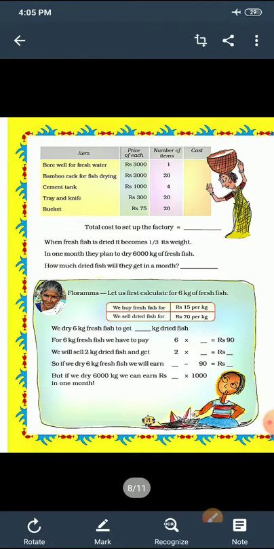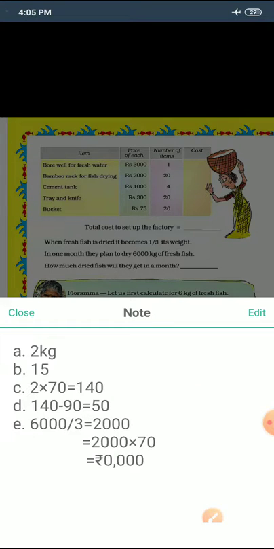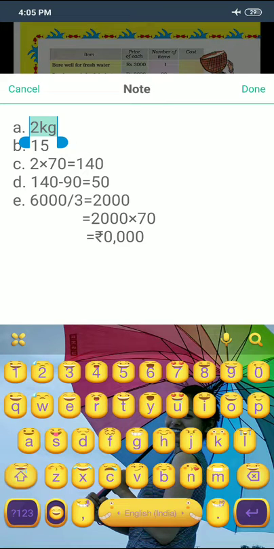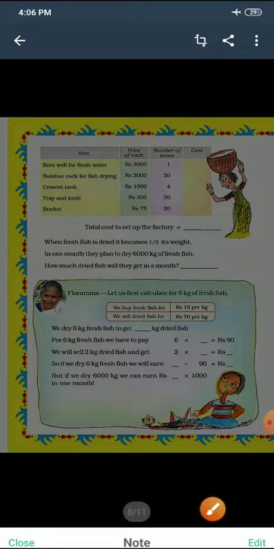Okay. Now from here, if we dry 6000 kg, we can earn dash into 1000 in 1 month. It is said that if they will dry 6000 kg of fishes, how much they will earn. For this, what you have to do, first just look here. 6000 they are drying.